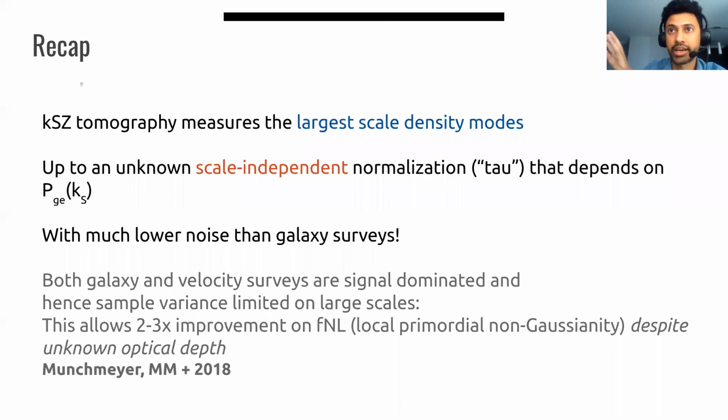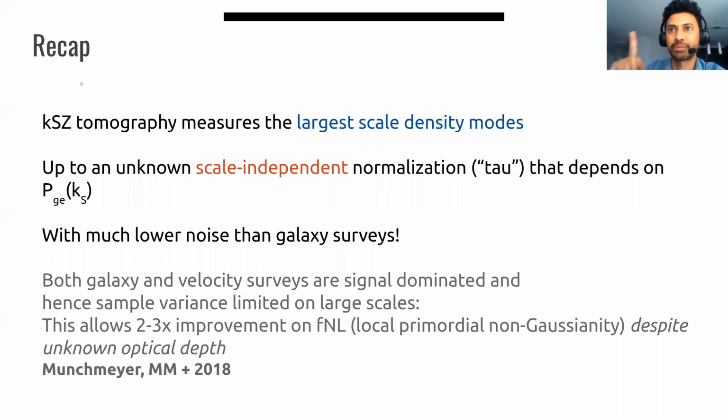Okay, so the recap here at the 15-minute mark is that by using this kSZ probe, by combining a galaxy survey with a CMB survey, you have a handle on the largest scale density modes. Okay, that's interesting for cosmology. The problem is that the overall normalization of that field is unknown. It's a scale independent normalization that people have traditionally called the optical depth, that depends on this uncertain astrophysical quantity, which is the cross correlation of galaxies and electrons. However, you get this with much lower noise in galaxy surveys.